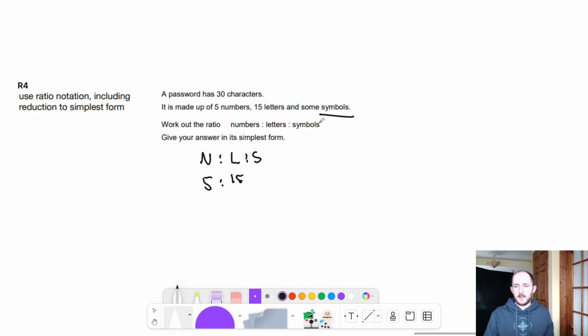So 5 plus 15 is 20. 30 minus 20 would give me 10 symbols. So in its simplest form, it works exactly like fractions. What can I divide all 3 of these numbers by? I can divide them all by 5. So that would be 1 to 3 to 2.